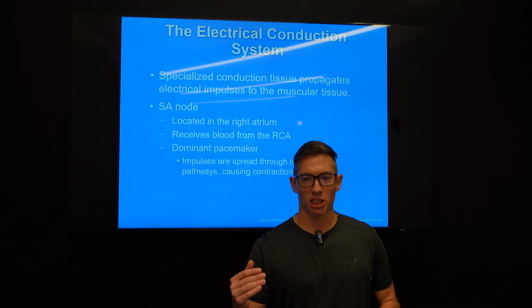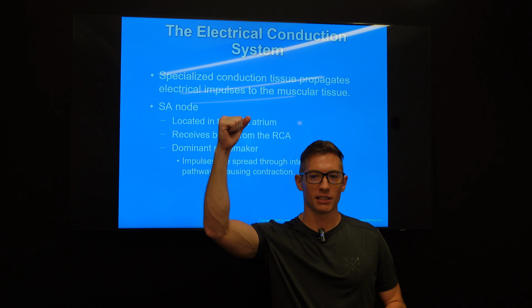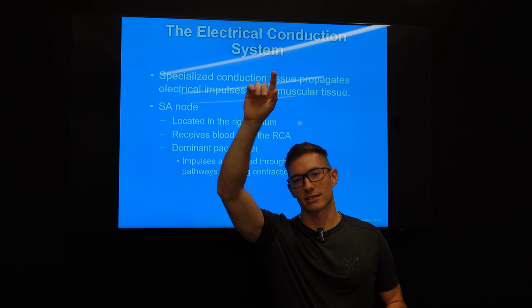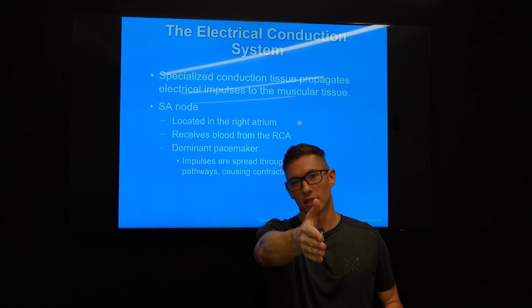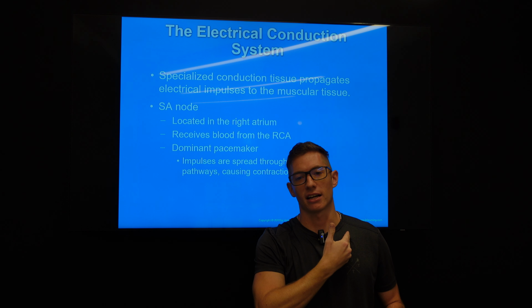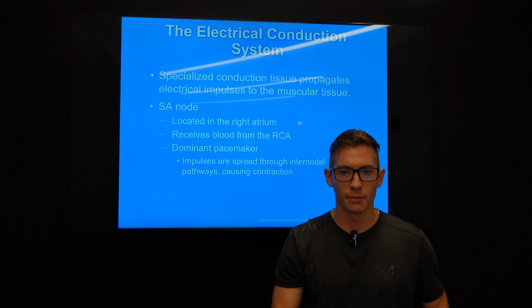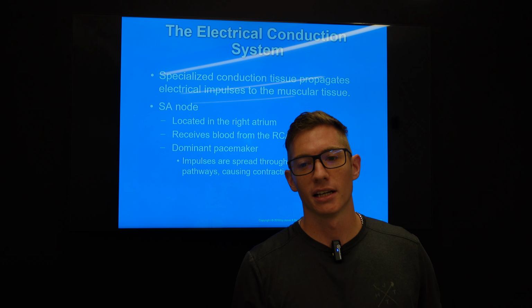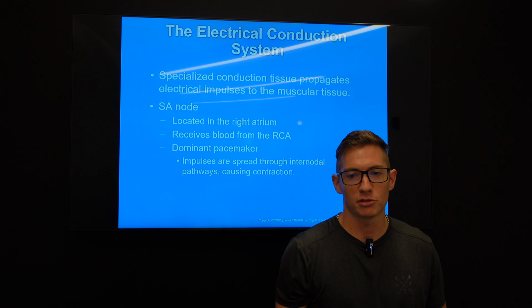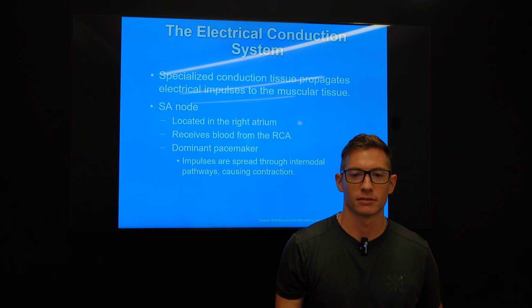It lies at the junction of the superior vena cava and the right atrium. So at the anatomical anterior view, it is at the top left-hand side of the heart. It lies at the junction of superior vena cava and the right atrium. It receives blood from the RCA.